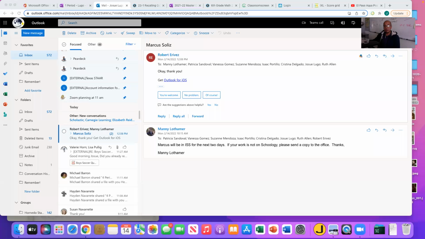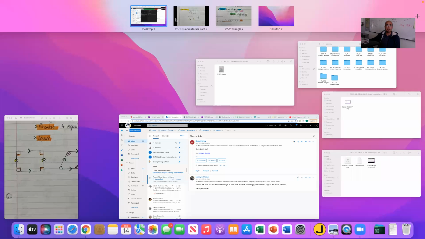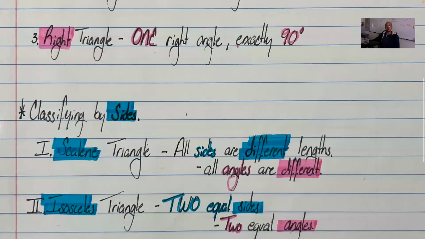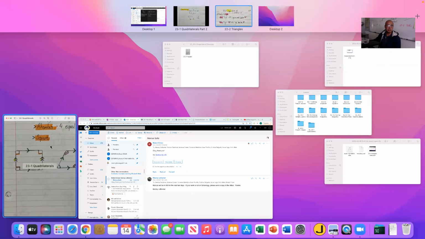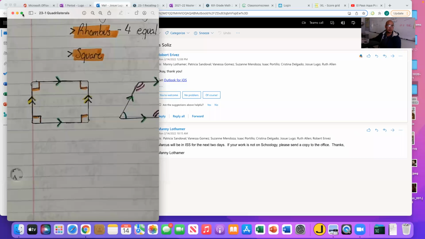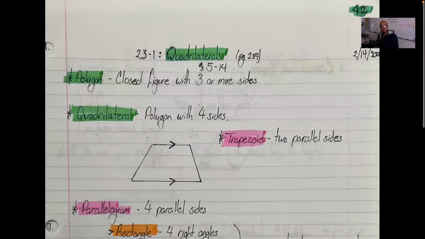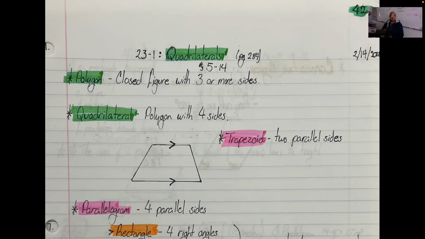Today we're going to be going over quadrilaterals. Quadrilaterals, which, oops, that's triangles. There we go. Quadrilaterals, which is our 42nd lesson. This is 23-1. So again, today we're going over quadrilaterals.